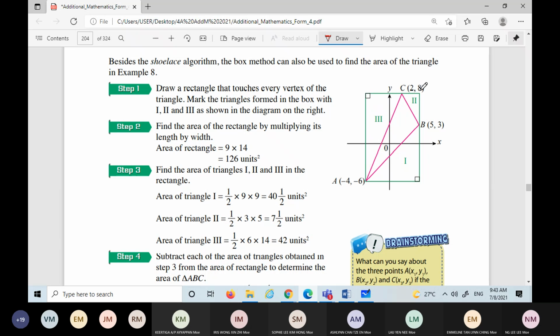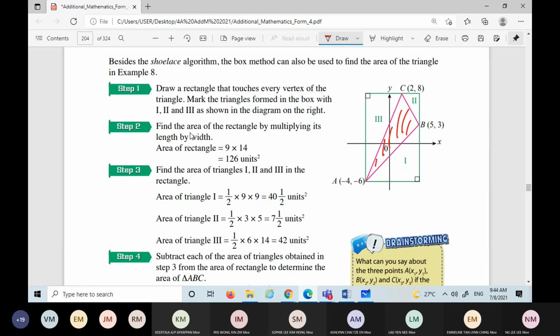So you draw a rectangle that touches every vertex of the triangle. Mark the triangles formed in the box with 1, 2, 3 as shown in the diagram on the right. So it's very simple. If you want to find the area of a triangle, you just get the area of the rectangle minus these 3 triangles, triangle 1, triangle 2, and triangle 3. You just get the area of these 3 triangles. Then you will get the balance, which is the area of triangle ABC.